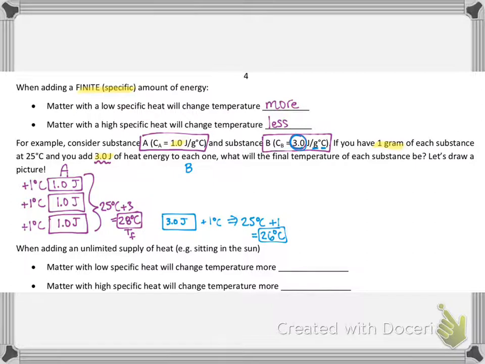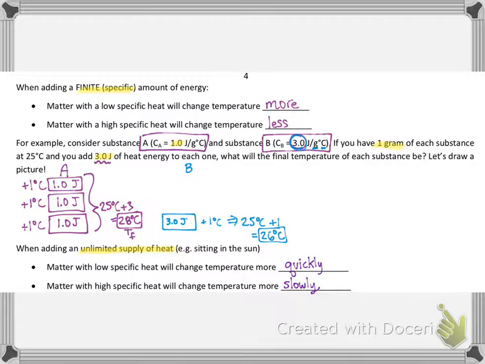So notice, the substance that had a higher specific heat capacity changed temperature less because more energy was required before the temperature changed. Now, to be fair, let's say you consider an example where you're adding an unlimited supply of heat, which sounds impossible, but just think about like you put something in the sun, or honestly, you put something on the stove, turn on the burner, and just never turn it off. I don't recommend it, but it could happen. So if you're doing that, matter with a low specific heat is going to change temperature more quickly, whereas something with a higher specific heat, well, it's going to change temperature more slowly.